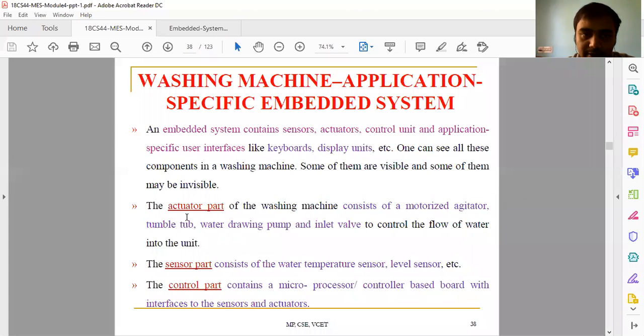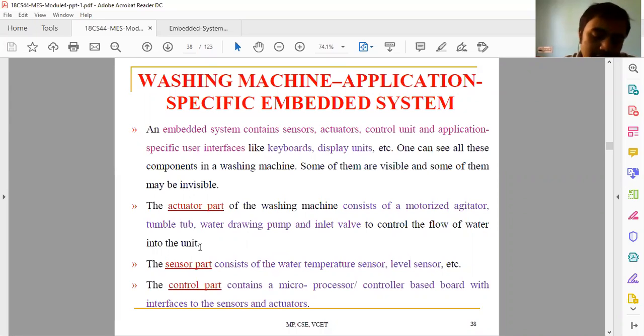So first he talks about the actuators with respect to the washing machine. The actuator part of the washing machine consists of a motorized agitator, tumble tub, water drawing pump, and the inlet valve to control the flow of water.